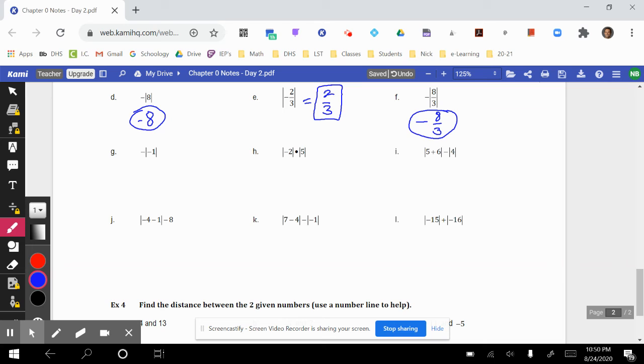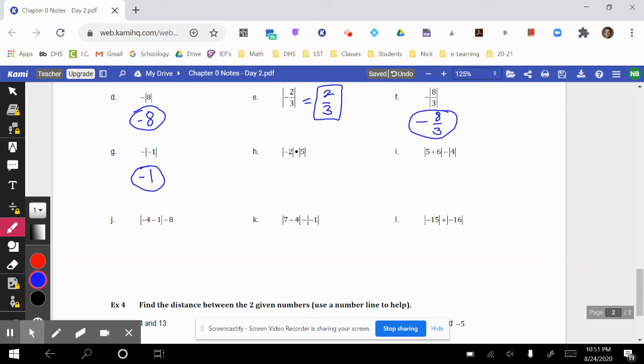All right, letter G, we have negative absolute value of -1. Again, take care of what's inside your absolute value bars first. So the absolute value of -1 is just 1, and I'm going to just bring down that negative sign. That kind of just stays out there. So my answer is -1.